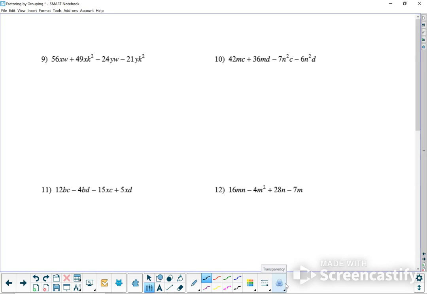All right, this is part 2 or page 2 of the factoring by grouping. Let's go ahead and continue on. All right, so this is, again, let's just group it the way that it appears, and we'll see if we need to change it or not.